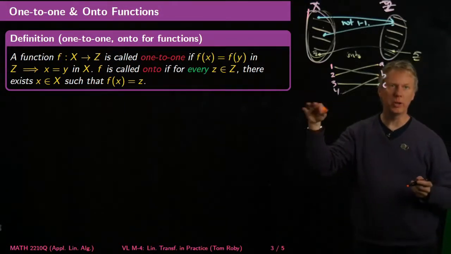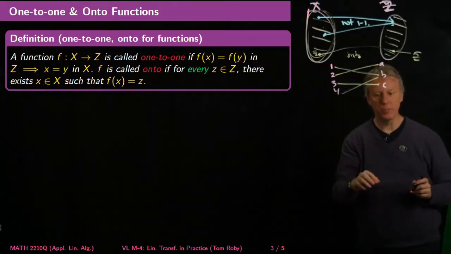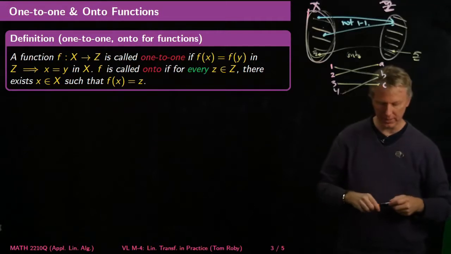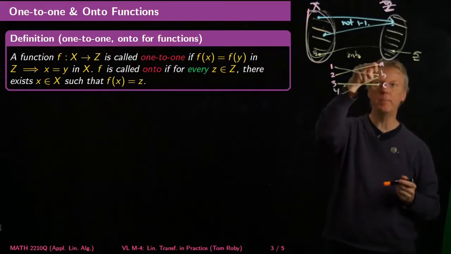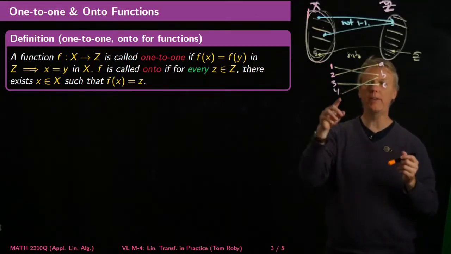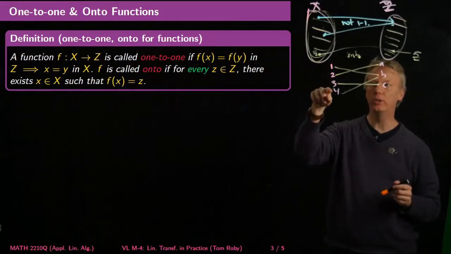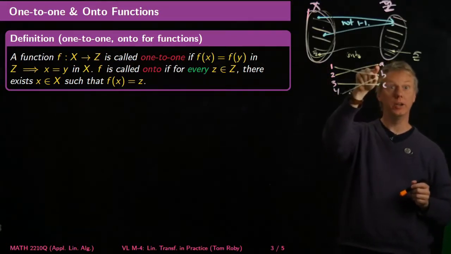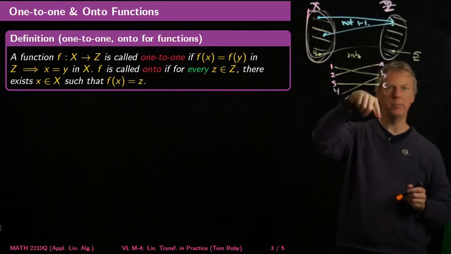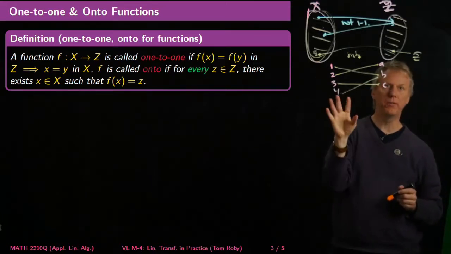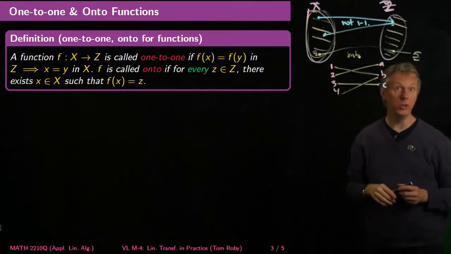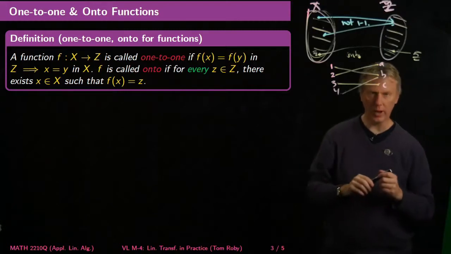Now, of course, when I'm talking about linear transformations, there are infinitely many points on both sides, but we're trying to understand this in simple examples. On the other hand, this map is onto, although it didn't have to be. I could have sent all of 1, 2, 3, and 4 to A, and left B and C alone. So it's possible for a function to be neither one-to-one nor onto. That happens quite a lot.